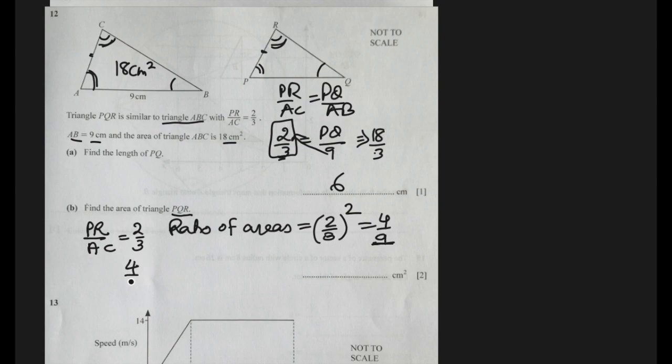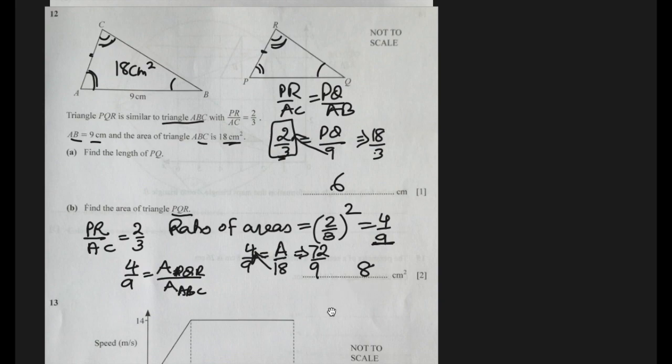So 4 over 9 equal to area of ABC. No, 4 was the smaller one, right? PQR divided by area of ABC, and one of them has been given. Area of ABC is 18. That means this one is 18. So 4 over 9 equal to area. I'm not writing PQR anymore. It's understood. And 18 is the area of this. So again, same thing what we did earlier. 18 times 4 is 72. Divided by 9, which is 8 centimeter square.